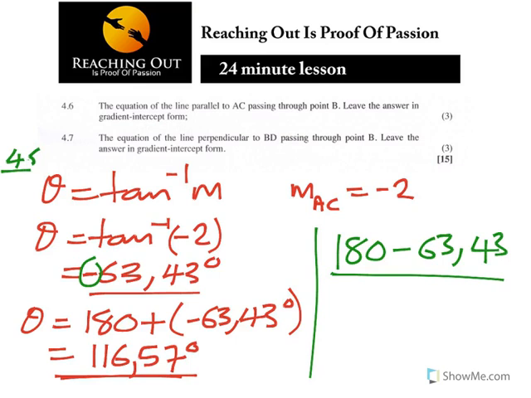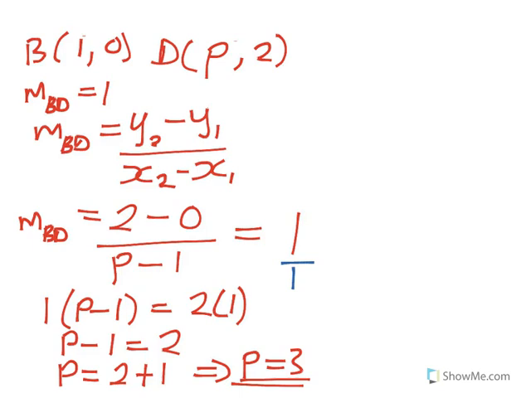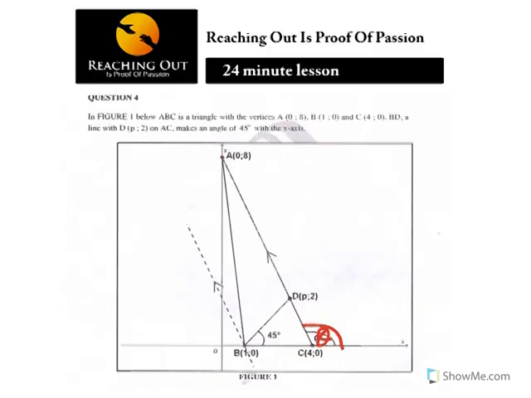Now, moving on, let's look at 4.6. It says the equation of the line parallel to AC passing through point B, leave your answer in gradient intercept form. Now, don't be confused by this gradient intercept form. It's y is equal to mx plus c. So they're saying the equation of a line parallel to AC passing through point B, leave your answer in gradient intercept form.